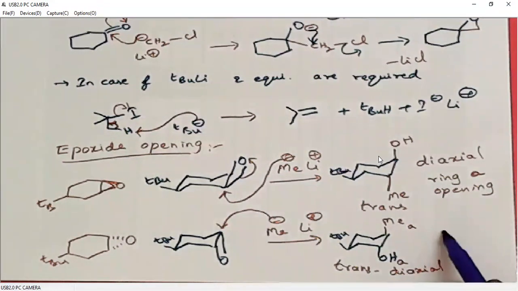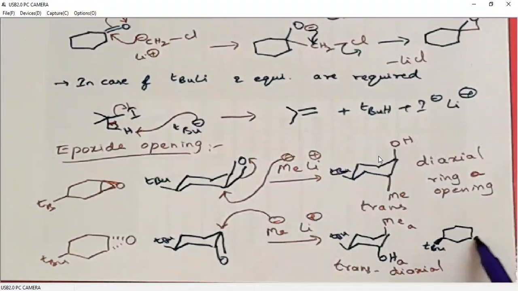So when you convert this to planar form, OH will be below the plane, methyl will be above the plane. So this is how we can predict the products when we open an epoxide.